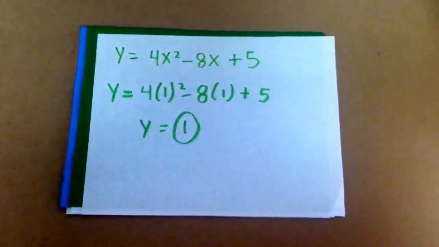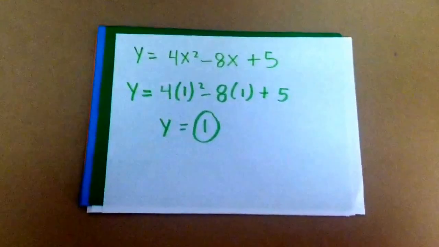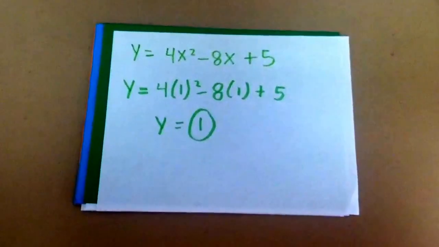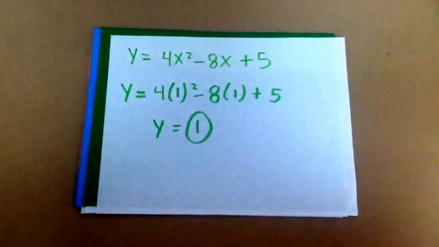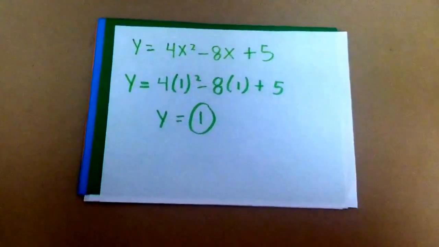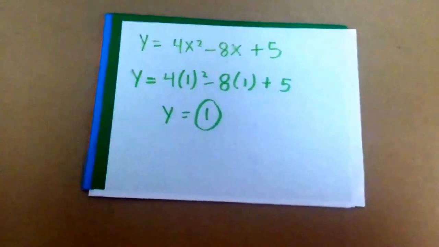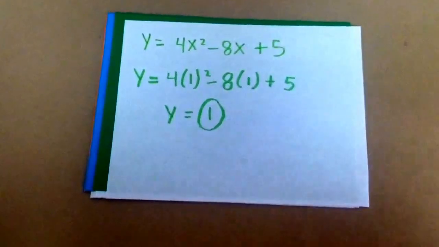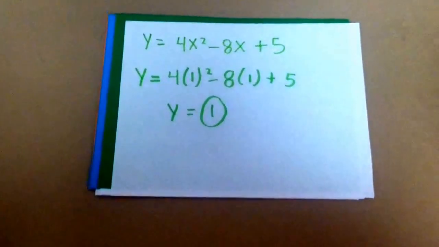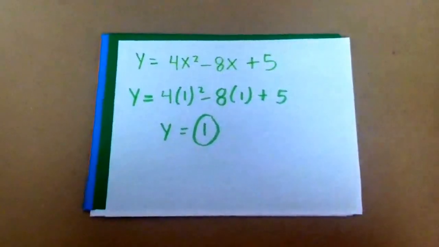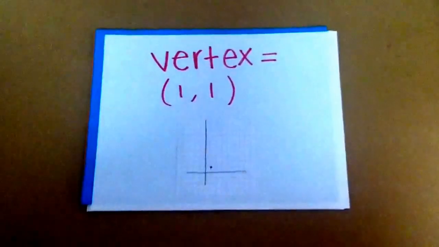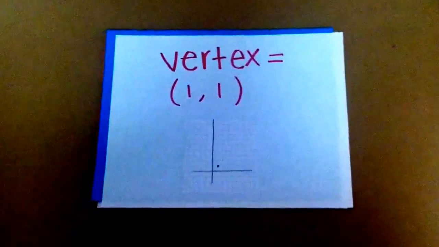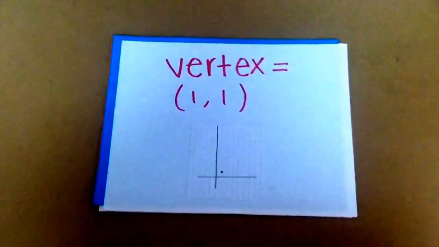Now, since x is also the axis of symmetry, it's 1, so you plug that in and get y equals 4 times 1 squared minus 8 times 1 plus 5. When you finally solve this equation, you find that y equals 1. Since now we have x and y, our vertex is 1, 1.